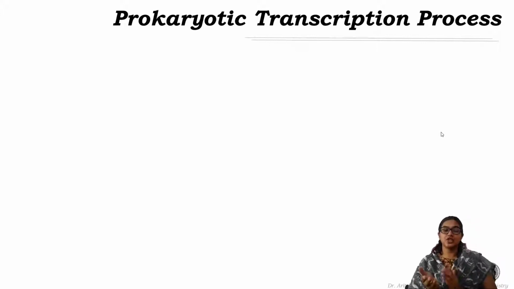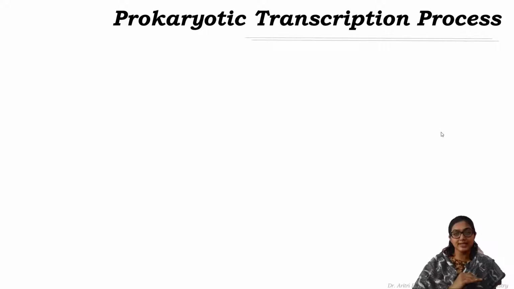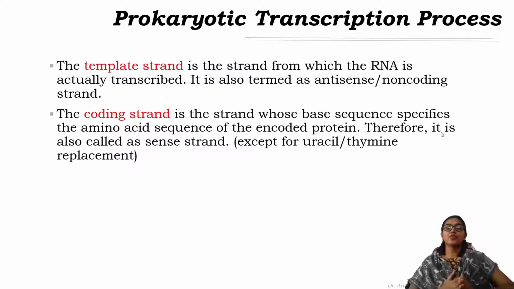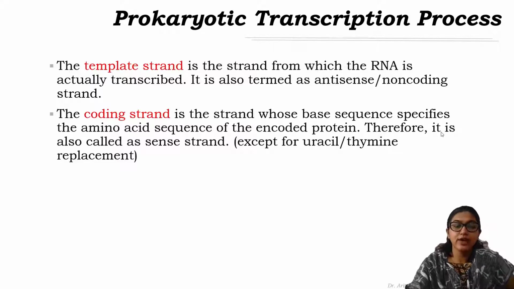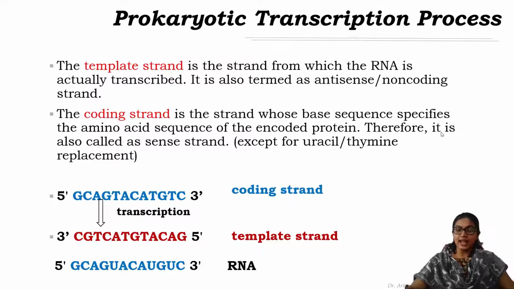Basically, in transcription, just like replication, you need to know the basic prokaryotic transcription and definitely the eukaryotic transcription, which is a bit complex and complicated. For going through the prokaryotic transcription, you need to know what is the template strand and what is the coding strand. Now, as you can see in DNA, we need one strand from which the code will be copied to RNA. That strand is known as the template strand. This is the template strand.